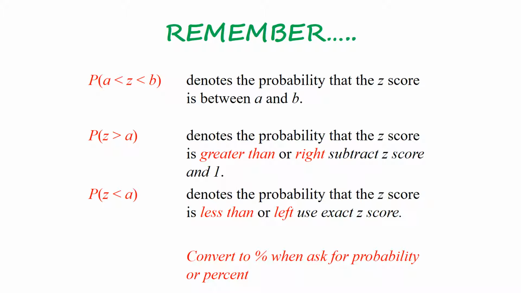Remember, if the probability is that the z-score is between A and B, we must subtract A and B to find the probability. If the probability is greater than, or to the right, we subtract the z-score from 1. And if the probability is less than, or to the left, we use the exact z-score. And we must convert to percent when asked for probability or percent.